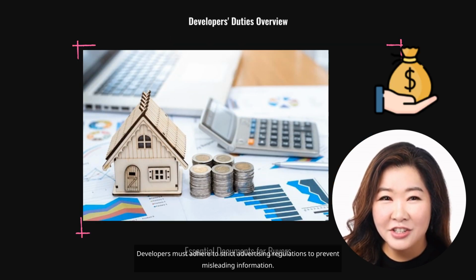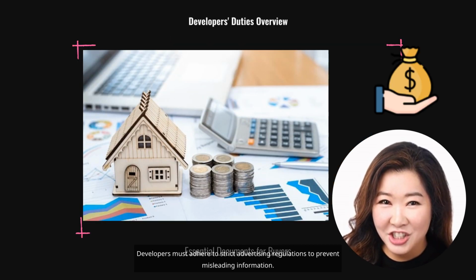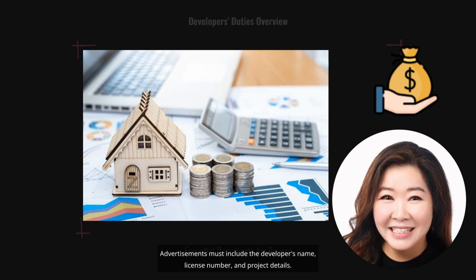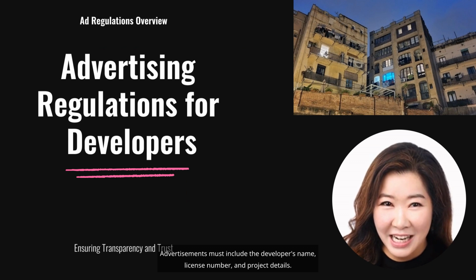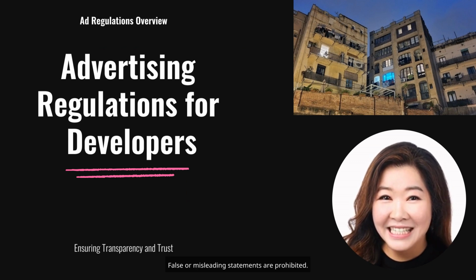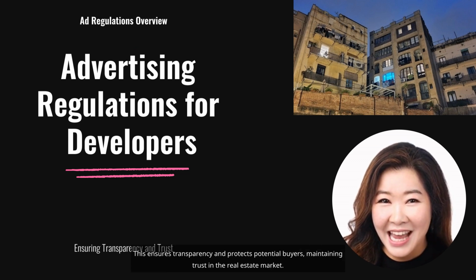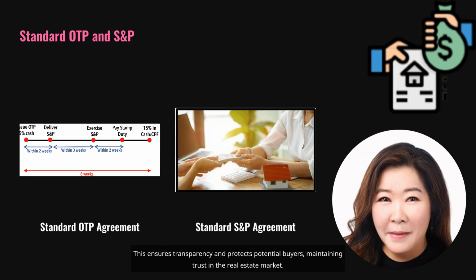Developers must adhere to strict advertising regulations to prevent misleading information. Advertisements must include the developer's name, license number, and project details. False or misleading statements are prohibited. This ensures transparency and protects potential buyers, maintaining trust in the real estate market.